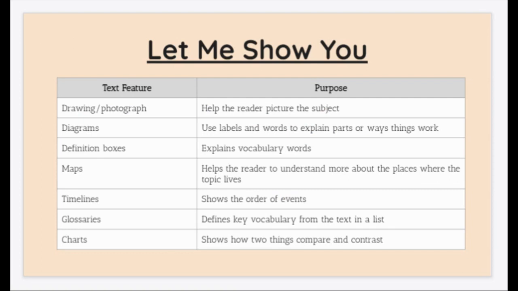A drawing or a photograph can help the reader picture the subject. Diagrams can also help the reader picture the subject, and they use labels and words to explain parts or ways things work. Definition boxes can help to explain vocabulary words or those content-specific words. Maps can help the reader understand more about the places where, in this case, since we're talking about animals, they live. Timelines can help showcase the order of events. Glossaries can help define that key vocabulary from the text. And charts can show how two things compare and contrast.